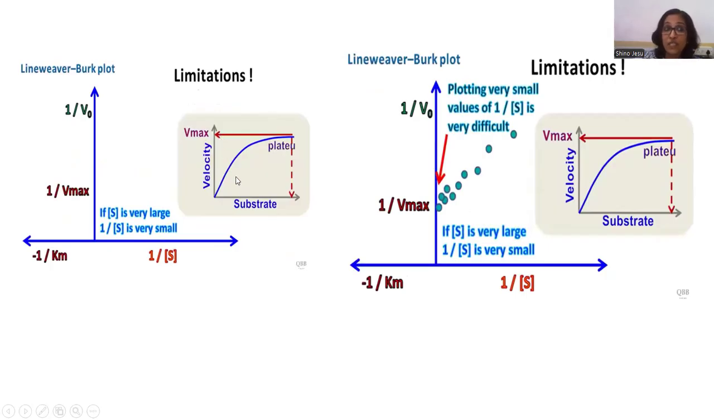So what are the limitations? When the substrate concentration is very large, 1 by substrate concentration, what we are plotting here, becomes very small, and it becomes difficult to plot. So that is one of the negatives or limitations of the Lineweaver-Burk plot.